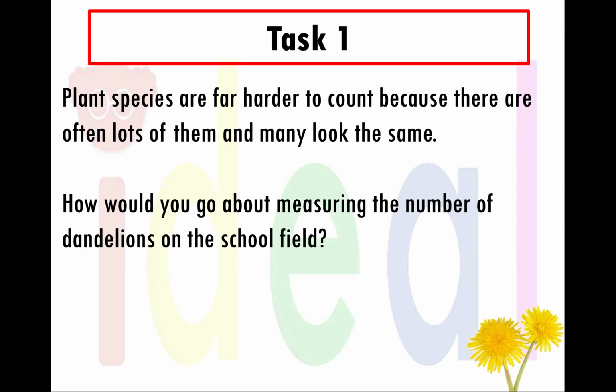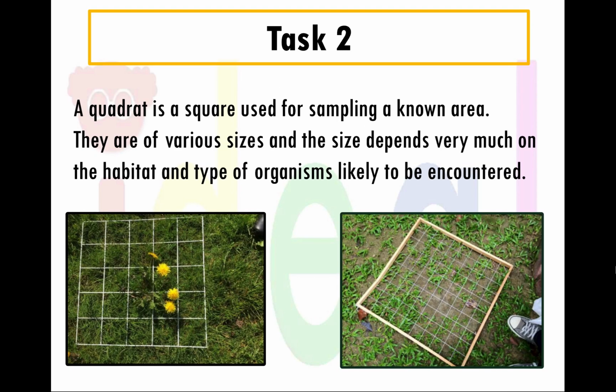I mean, the good thing is that they won't be moving around, but there will still be a lot of them. And if you've got a very large area, then you wouldn't want to count every single plant in that certain area. So if you think about the school field and dandelions, if you looked out, it's a very large area, but how would you count them all without actually counting every single one? And that is where quadrats come in.